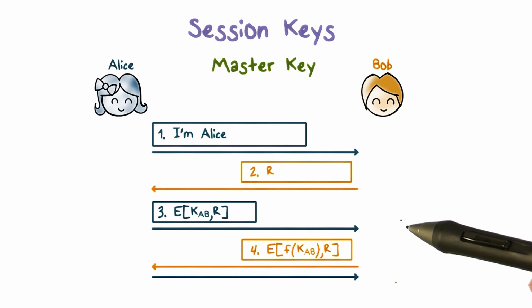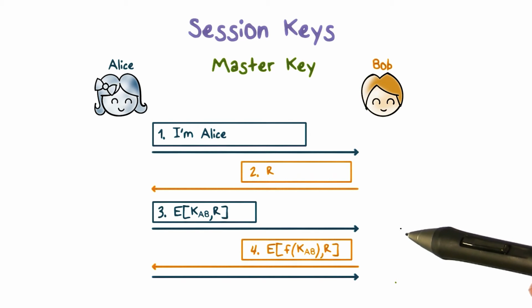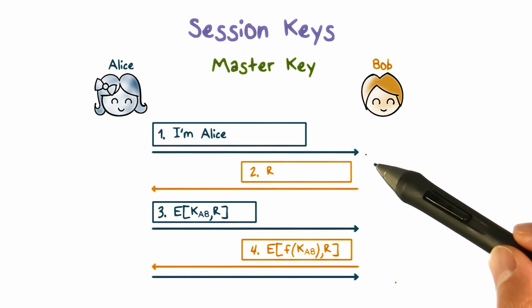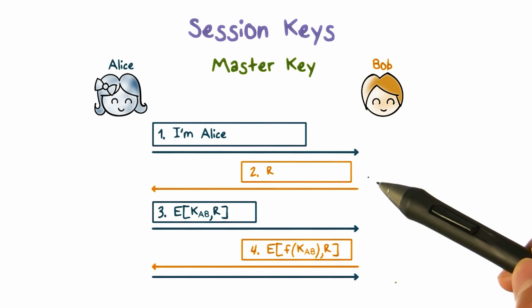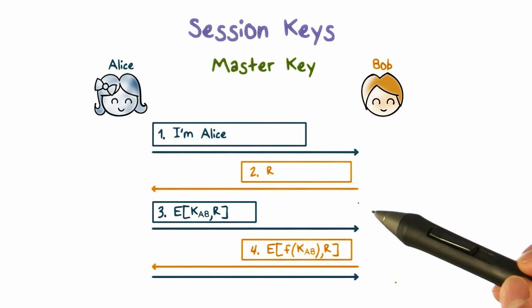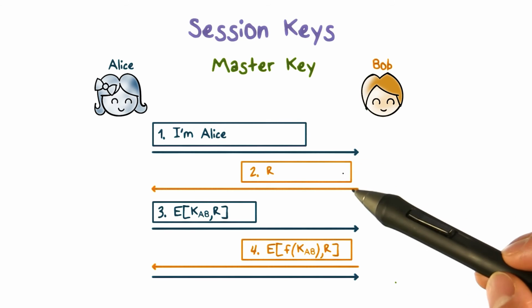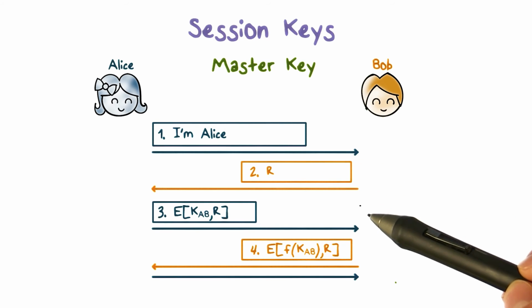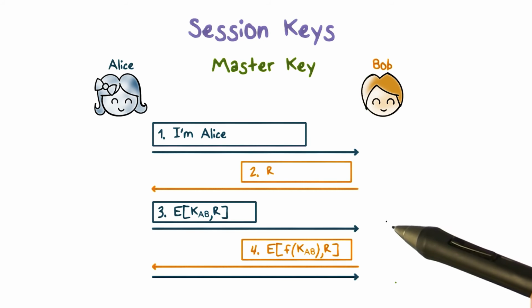So, for example, they can add 100 to the master key and use the result as the key to encrypt R, which is a challenge used in this session to authenticate Alice to Bob. And the result of encrypting R using a modified master key is the shared session key.